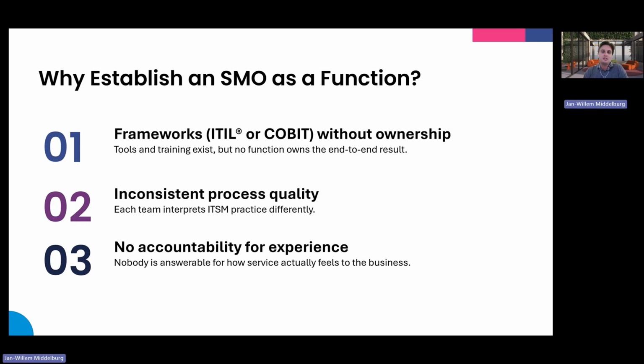And then last but not least, why it's important to establish an SMO as a function is because otherwise there's no accountability for the experience that the organization builds up over time. By combining a number of people into a group, it ensures that knowledge is properly stored and that it's clear for everyone where knowledge about specific processes, practices, and IT governance functions is actually placed within the organization. So this is a reason why I strongly recommend establishing this as an organizational function or as a team within the company.